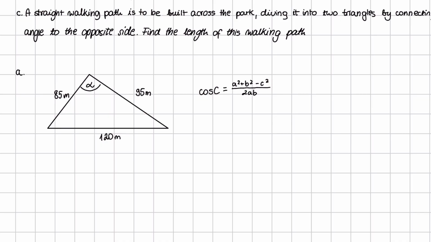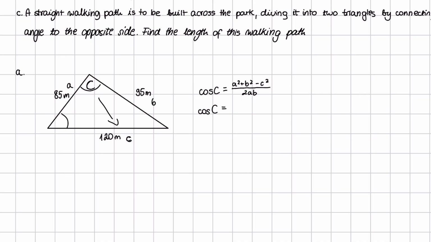So maybe let's denote this angle as C. So we have cosine C equals, so this side is c, this is a, and b. It's necessary that our angle C is opposite to side c.